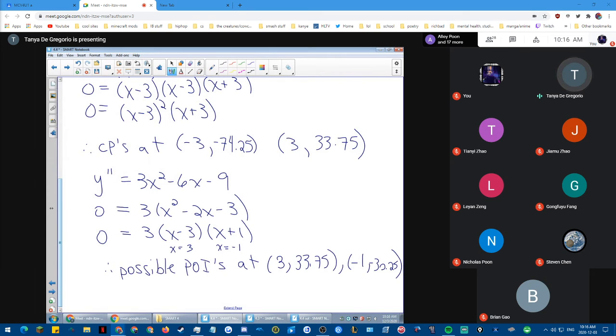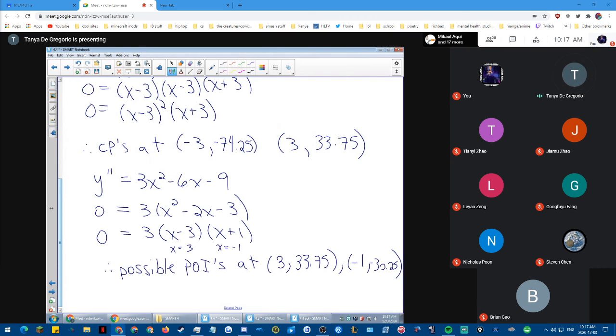However, if I wanted to know whether those critical points are maxes or mins, I have my second derivative. All I would have to do is sub in -3. Is it positive or negative? If it's positive, it's a minimum. If it's negative, it's a maximum. Then I sub in 3. If it's positive, it's a minimum. If it's negative, it's a maximum. If the second derivative is equal to 0, it's not a point of inflection. You get 0, it's neither positive nor negative, and so it can't be a max or min.